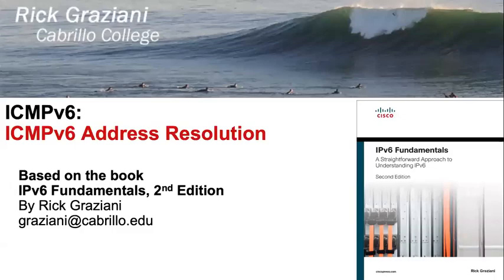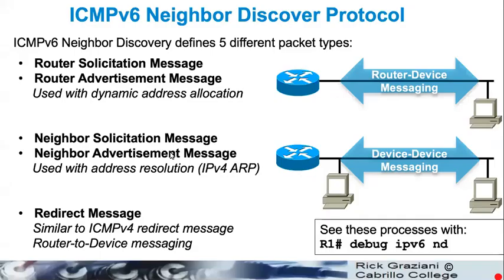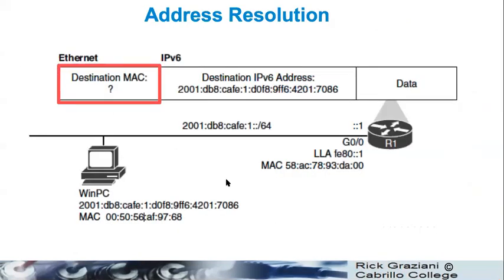Hi, in this video, we're going to talk about ICMPv6 address resolution. So we've seen this before. I've talked about these two messages, the neighbor solicitation and neighbor advertisement messages used with address resolution, similar to ARP and IPv4. So we'll just take another look at them since they're part of ICMPv6 neighbor discovery.